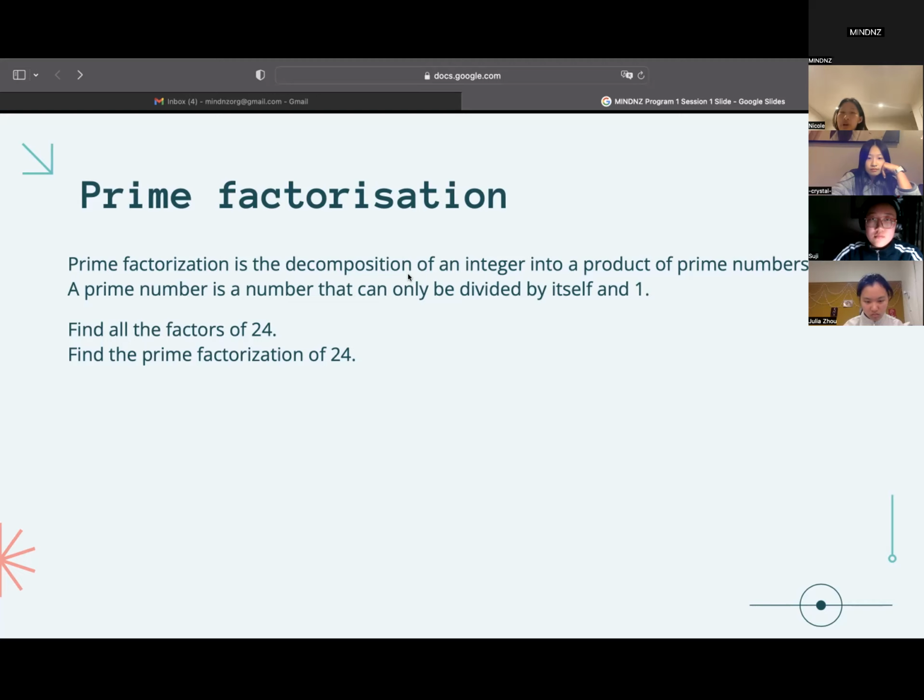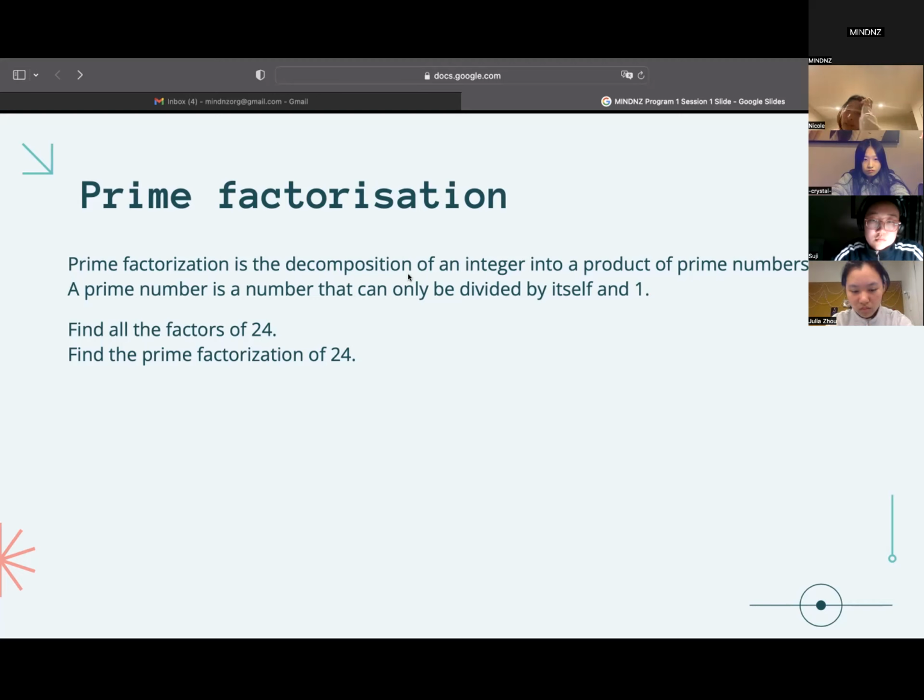For example, since we're finding all the factors of 24, let's say that we have a factor of 24, which is 6, because we know that 6 times 4 is 24. But then we think about it a bit more and 6 can actually be broken down even more, right? Into 2 times 3. But then 2 and 3 cannot be broken down further past themselves and 1. So then those are prime factors.